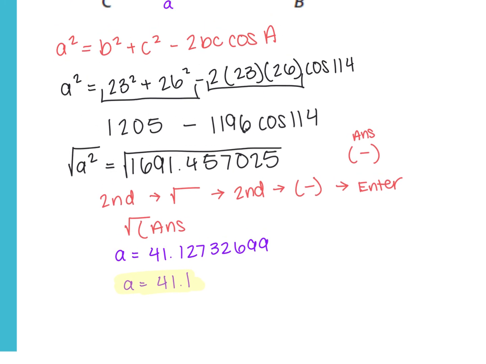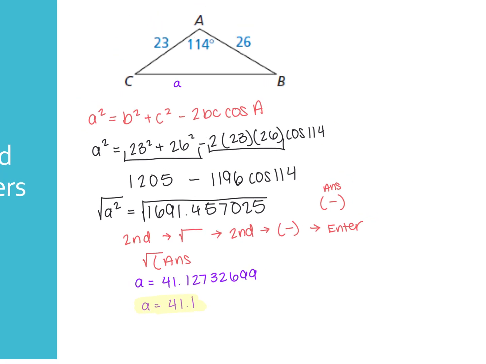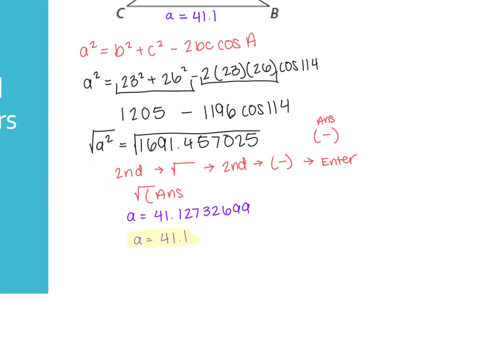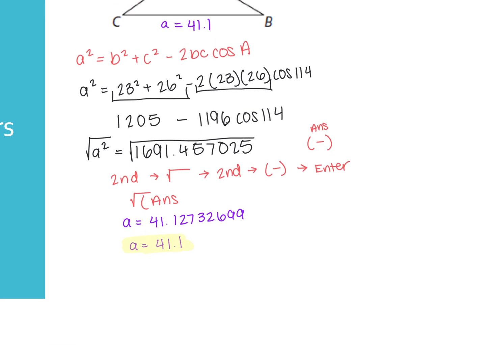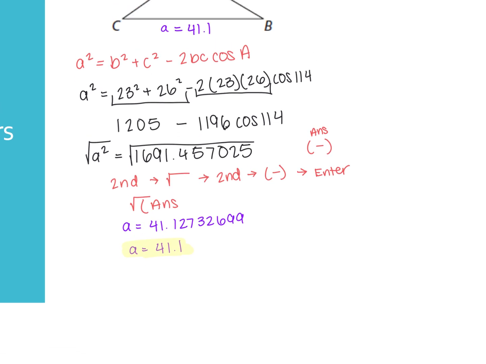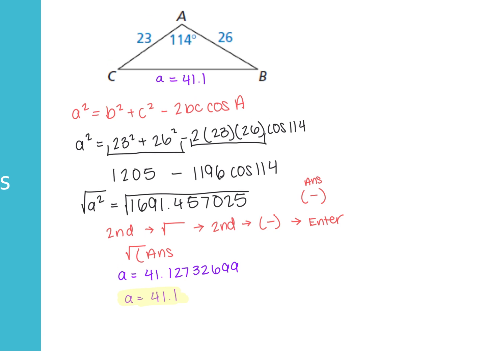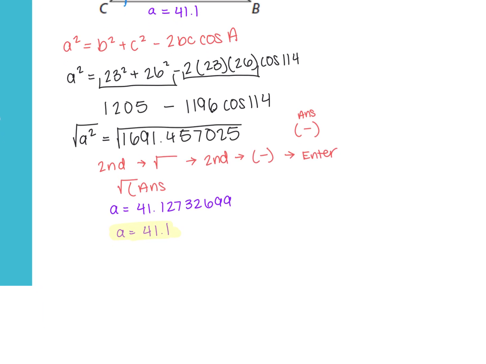So now that I have my side and a matching angle, I don't have to use law of cosine again. I'm going to go ahead and use law of sine for the remaining. This is 41.1. So now I'm going to go ahead and use law of sine. Okay, I have a pair. So solving using that pair, I'm going to go ahead and find angle C. This is the angle I'm going to go ahead and find.